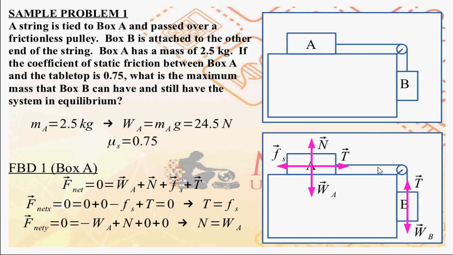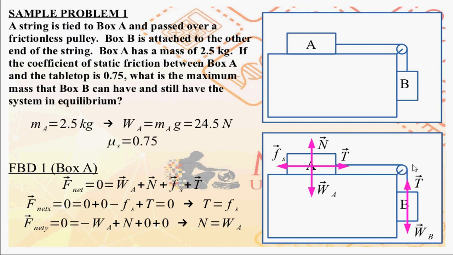Tension is a pulling force. The string will pull at both ends. So it has an end here, so it will pull box A with tension T. And the other end is tied to box B, so it will pull box B with tension T.